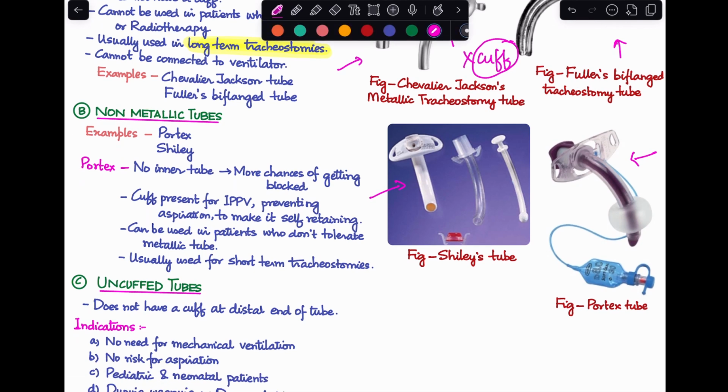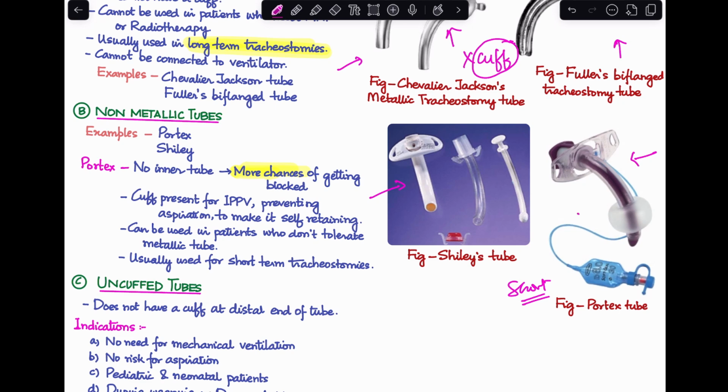And if you see, the Portex tube does not have an inner tube. So, therefore, these tubes have more chances of getting blocked. Because it has more chances of getting blocked, we should keep changing it from time to time. And this is also meant for short term use only. Therefore, these tubes are also very cost effective because they only last a short time as well.